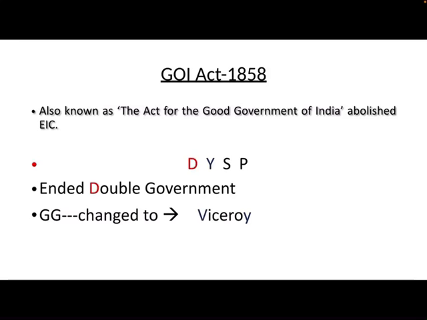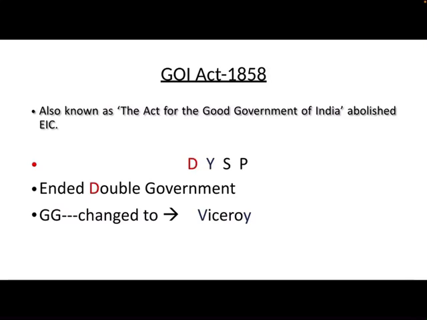Then after, the Crown Rule, 1858 to 1947. So the Government of India Act of 1858, also known as the Act for the Good Government of India, abolished the East India Company. We can remember the Government of India Act 1858 through a simple code, DYSP. D for double government, because it ended the double government.